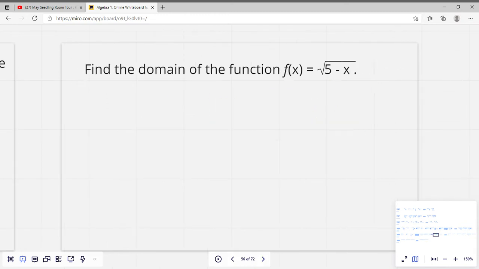Find the domain of the function f of x equals square root of x minus 5 minus x. So we want to find the set of all acceptable x values for our domain.